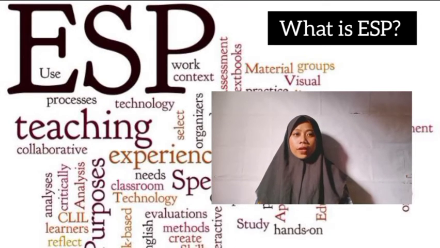Firstly, I will convey the meaning of English for Specific Purpose, for short ESP. ESP is a learner-centered approach to teaching English as an additional language, which focuses on developing communicative competencies in specific disciplines such as academia, accounting, agrology, business, IT, teaching, and engineering.